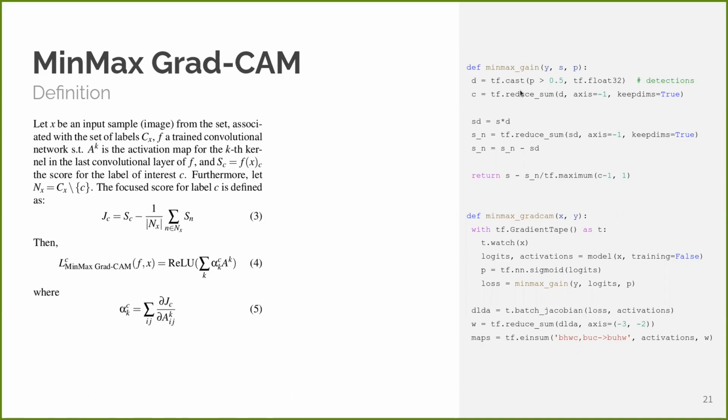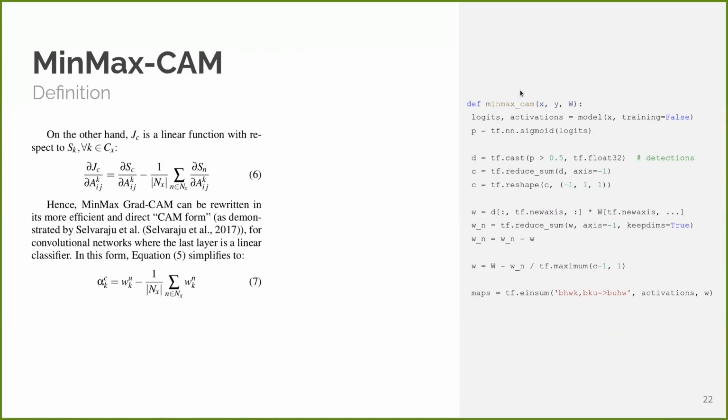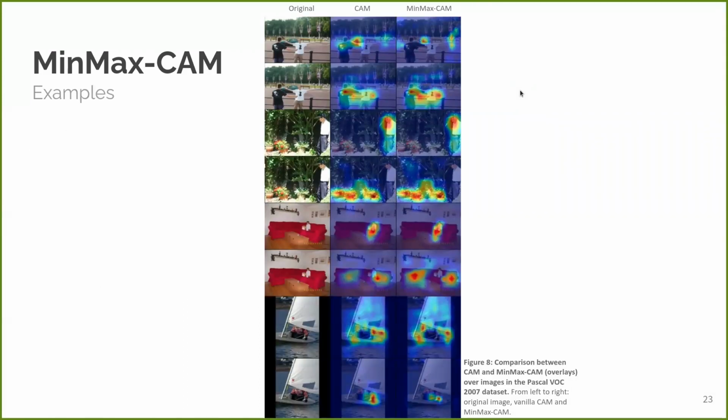Here, the objective function JC is optimized for large score values of the label of interest C and small values for the remaining ones. You can see a TensorFlow implementation on the right, which leverages masking to prevent non-occurring labels from being added to the objective function. And because JC is a linear function and the gradient of the sum is the sum of the gradients, we can reduce it to its CAM form if we are using a model that is a simple convolutional network. Here are a few examples, illustrated through map overlays.